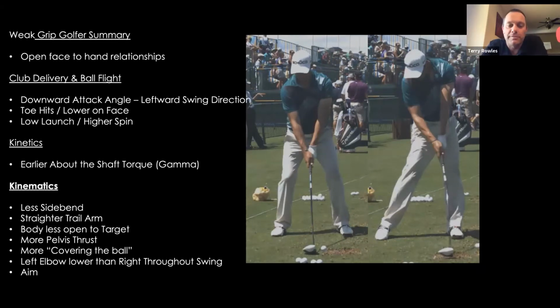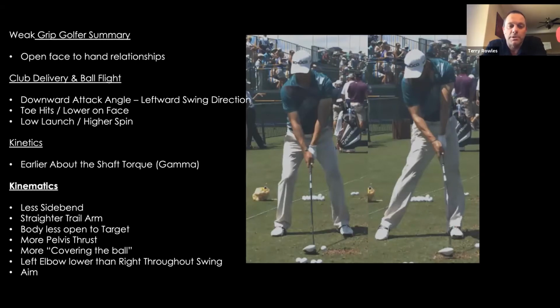So he has an open face-to-hand relationship. If you can just see the grip, the palm of his hand versus the face, it's going to tend to make him hit down on it more, and obviously a lot less side bend. The club's going to travel around the corner earlier, so it's going to go more leftward swing direction. His misses are going to be a little bit lower on the face, obviously depending on the ball position, but we customize the ball position for grip, by the way. So it's a lower launch, higher spinning shot.